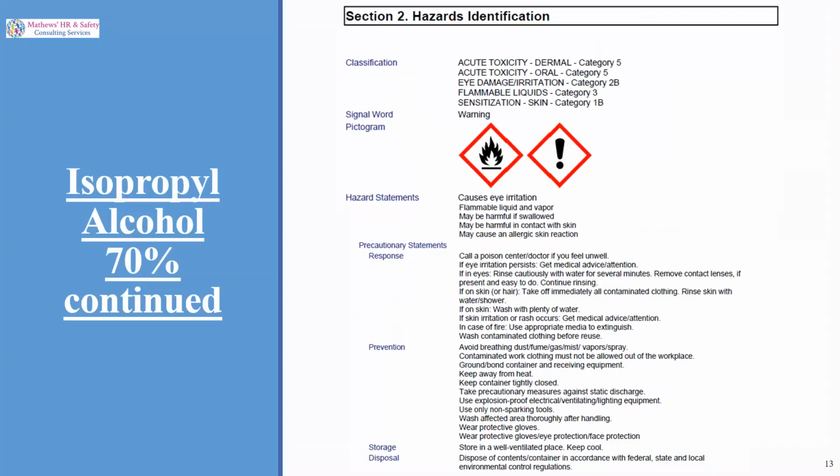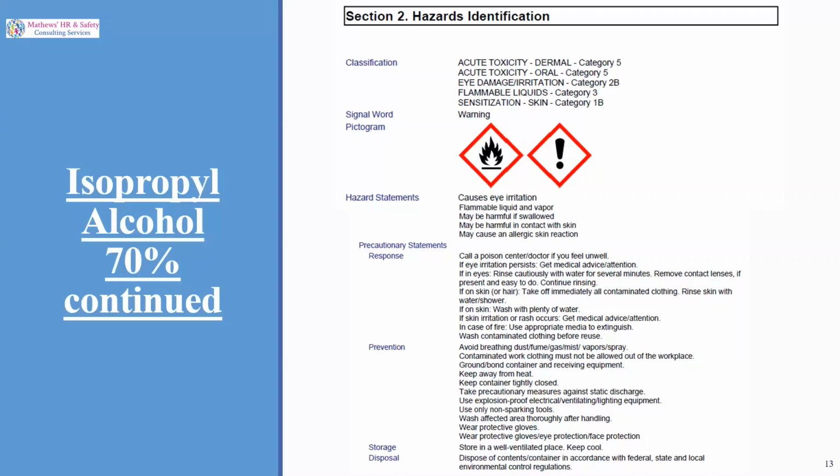And then it can also cause some sensitization. So you want to be very careful. Now the signal word is a warning, and the pictograms you'll see is the exclamation point and the flame over the line. The hazard statements here are going to be that they cause eye irritation, it's flammable, the liquid and the vapors. It can be harmful if swallowed, may be harmful if it's in contact with the skin, and may cause an allergic skin reaction.